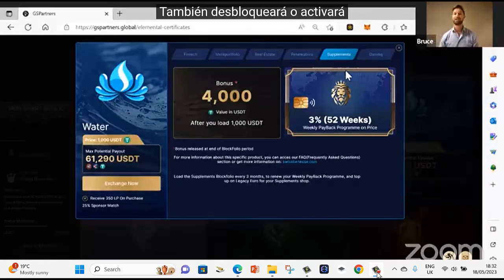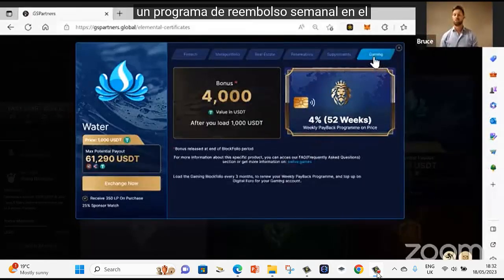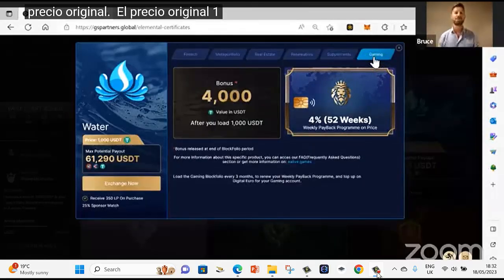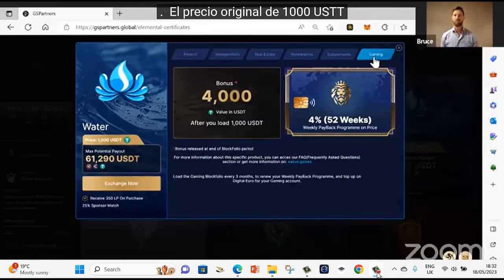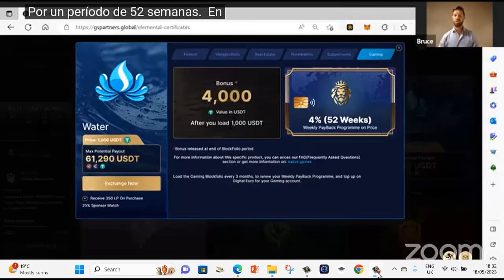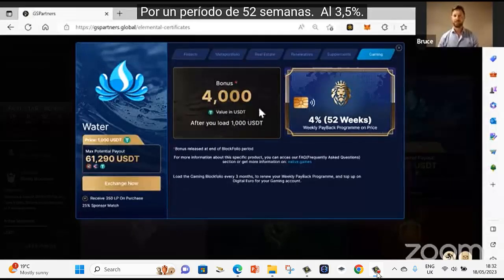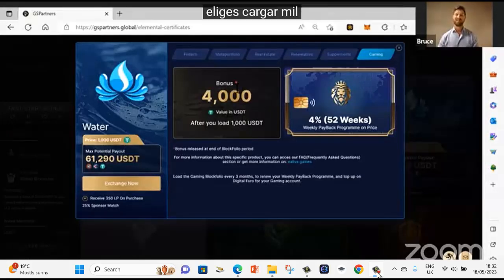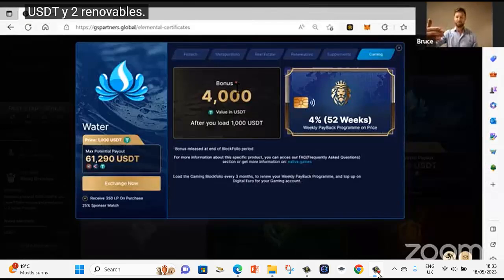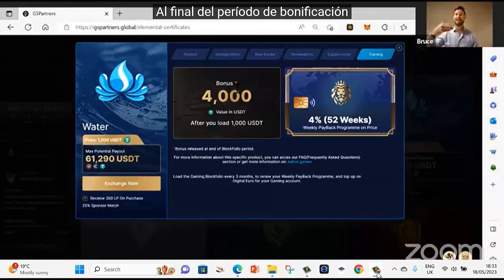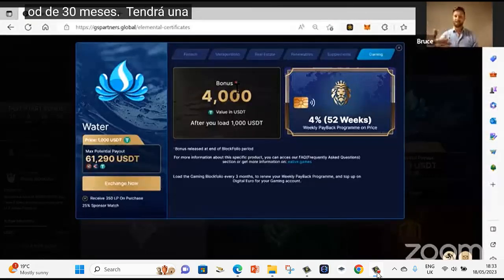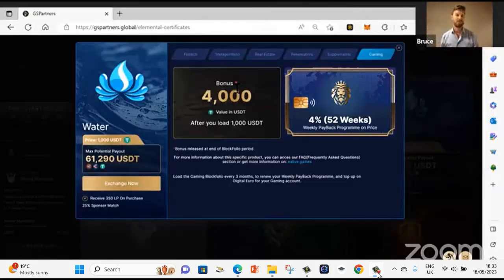Let's have a look at our gaming platform or blockfolio. This behaves similarly to our supplements portfolio, meaning when you load 1,000 USDT into here, you will be gifted with 4,000 worth of value inside of our gaming platform, ealive.games. That means you can take the gaming credit into the gaming platform and you can stand a chance to win from the skills and chance-based games or potentially lose.